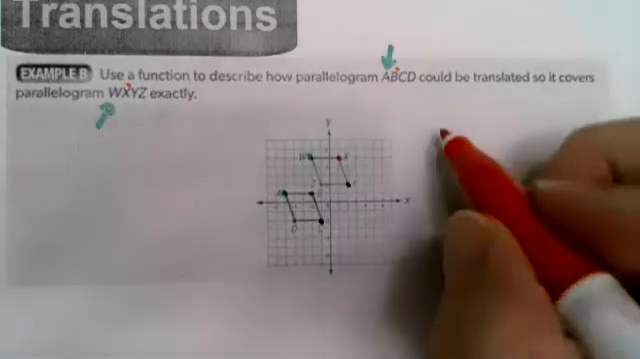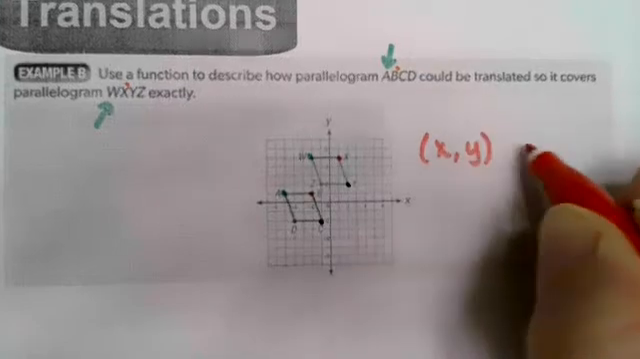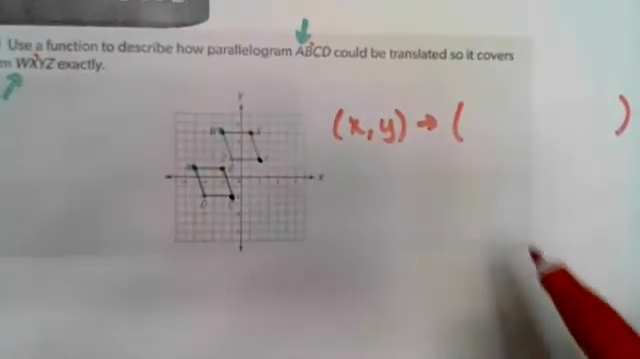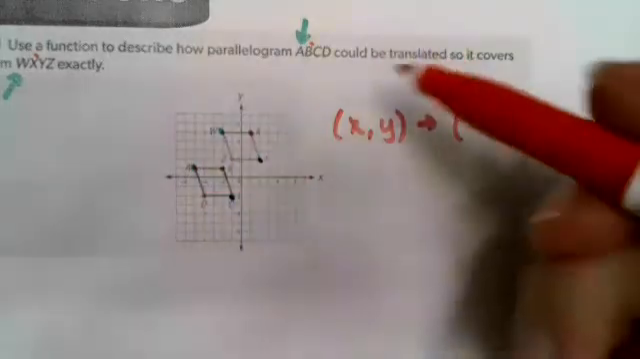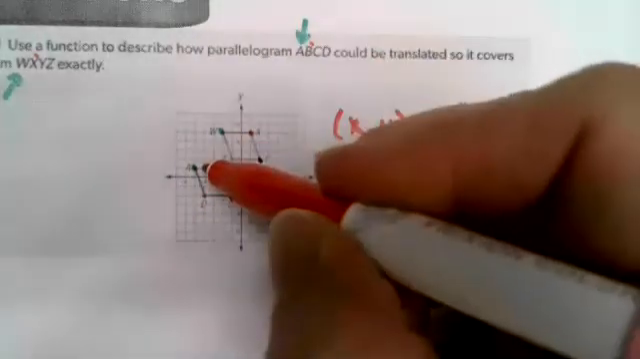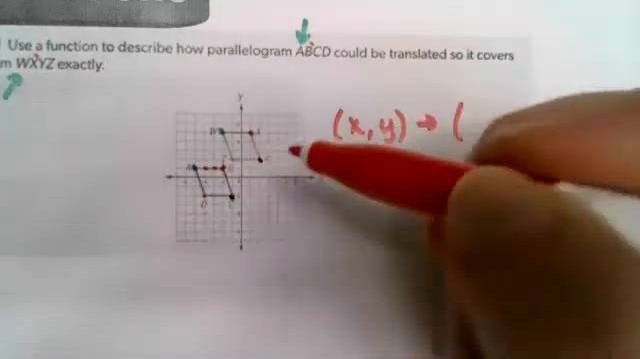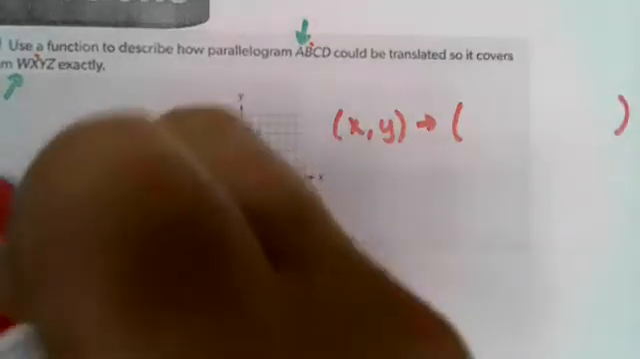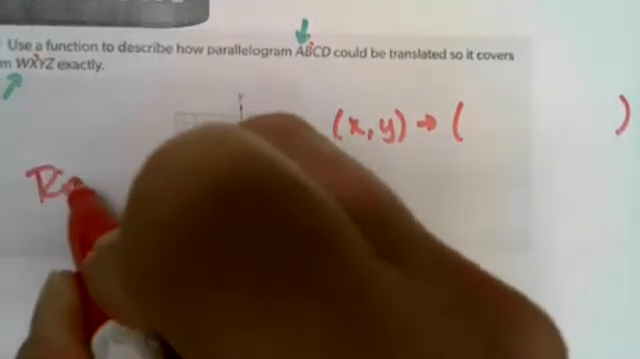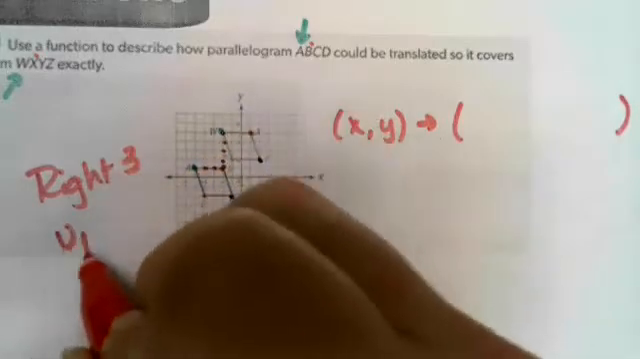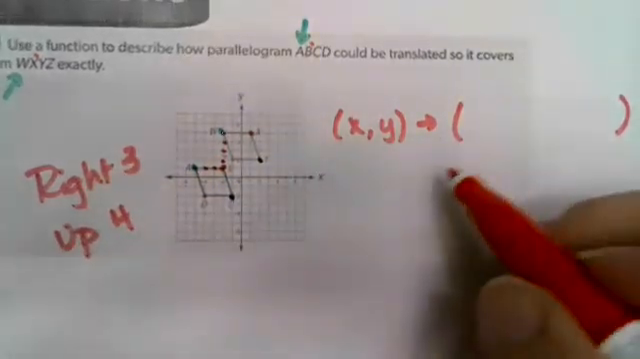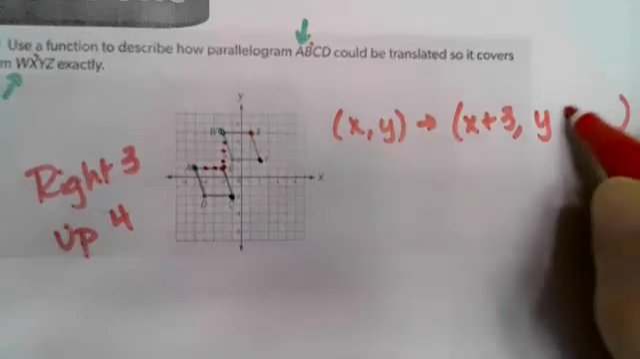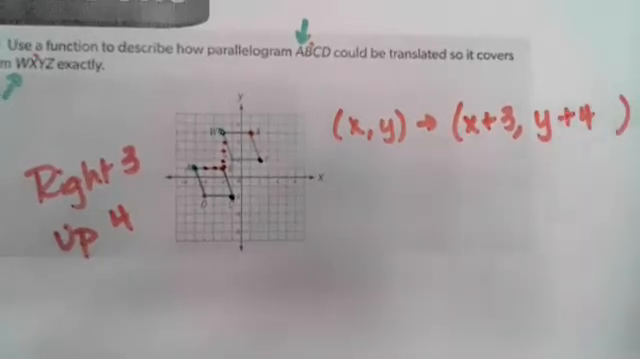So I'm going to start at some point x, y, and it's going to be shifted. So if I start at A and I go to W, I need to go to the right. So I'm going to go to the right 1, 2, 3. And then I'm going to go up 1, 2, 3, 4. So I'm going to go to the right 3, and I'm going to go up 4. So to the right 3 increases the x's, and up 4 increases the y's. So that is my rule.